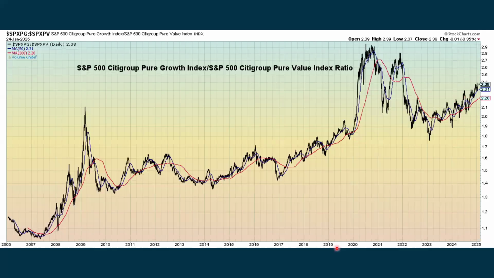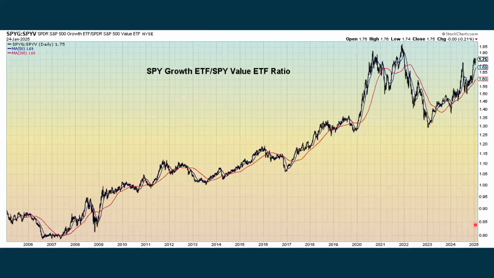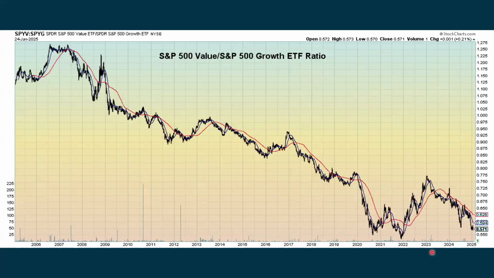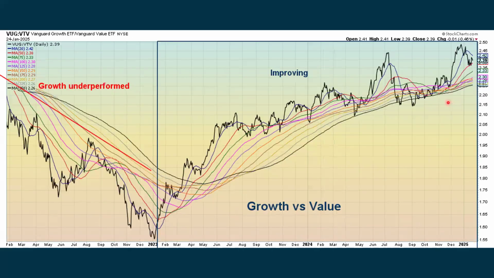Then we look at the indexes longer term, showing how growth is outperforming value. Then we do an inverse, but a shorter term look, again confirming that value is underperforming growth. So that's positive for the market. The ETFs that we look at show how growth is outperforming. Here's an inverse, how value is underperforming. Another look at the index, more shorter term, growth is outperforming there. We're getting confirmation across the board that growth is outperforming value, and that's positive.